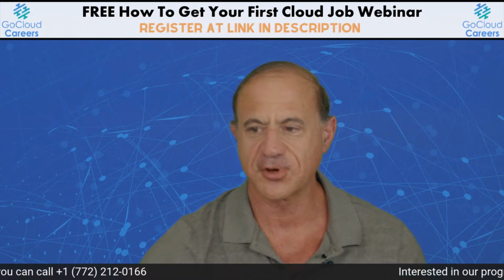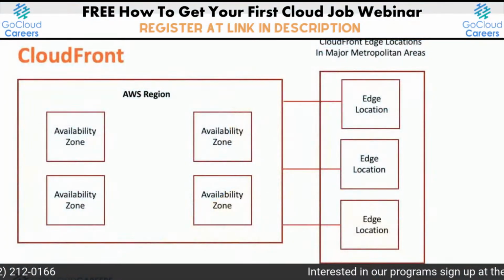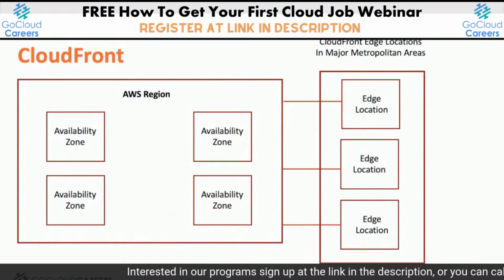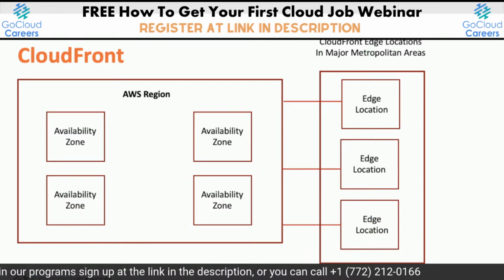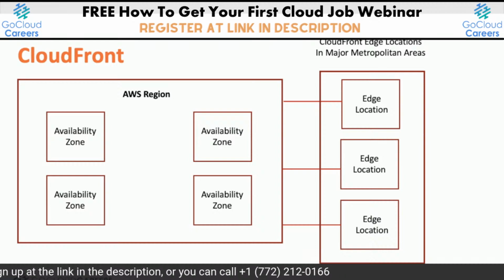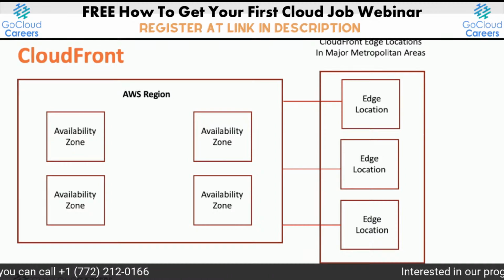So now let's walk through CloudFront one more time. It's something I showed you on the first day. Here's basically the architecture. You got your regions, which are your giant geographic areas. You've got your data centers inside of each geographic area, called availability zones, and then we have your edge locations.